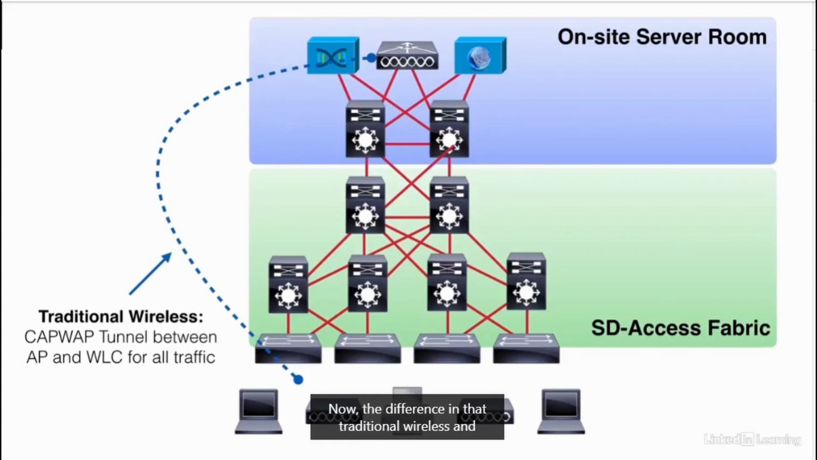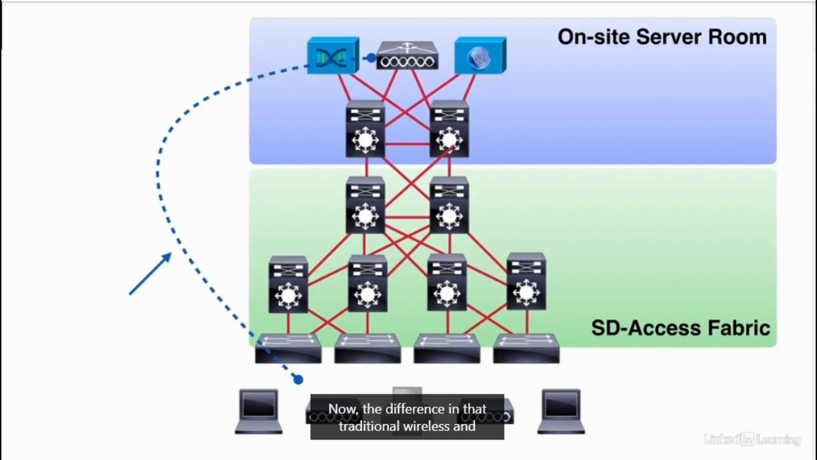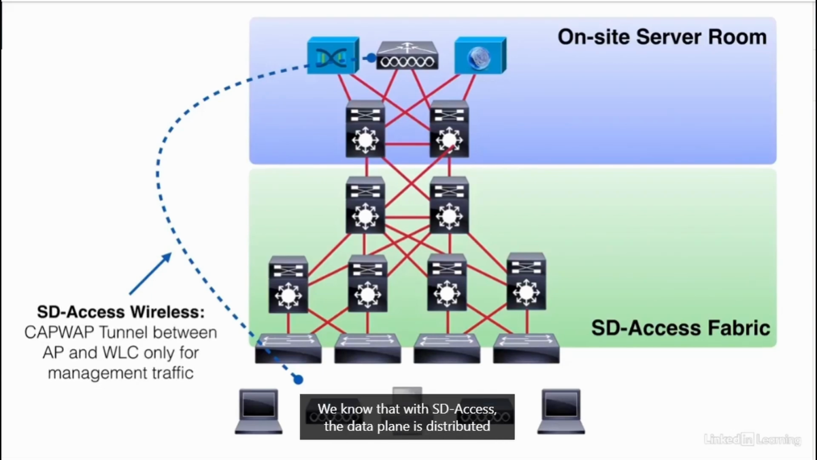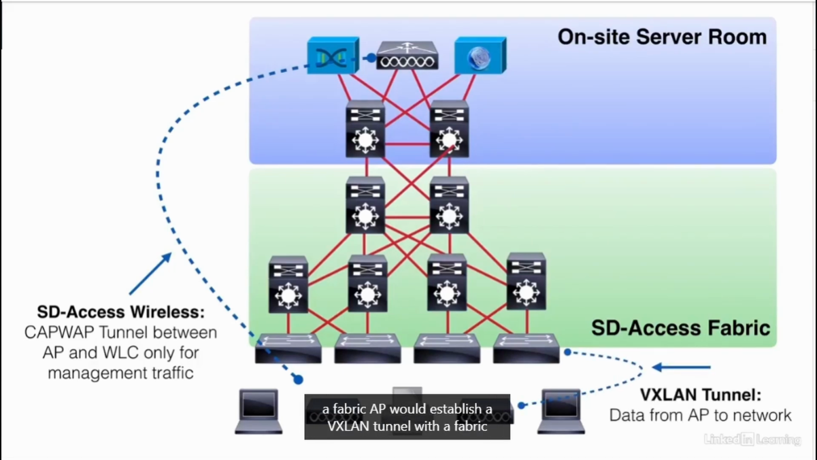Now, the difference in that traditional wireless and SD Access wireless, we know that with SD Access, the data plane is distributed using VXLAN. You'll recall that from our previous video. So in an SD Access wireless deployment, a fabric AP would establish a VXLAN tunnel with a fabric edge node, and it would do that rather than establishing a CAPWAP tunnel with the wireless LAN controller. Now, it still does have a CAPWAP communication going on.